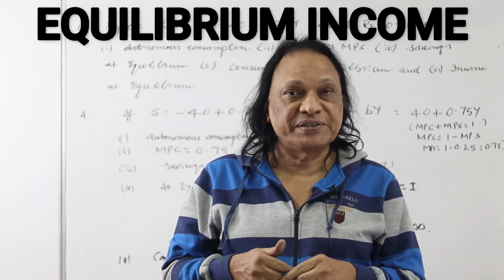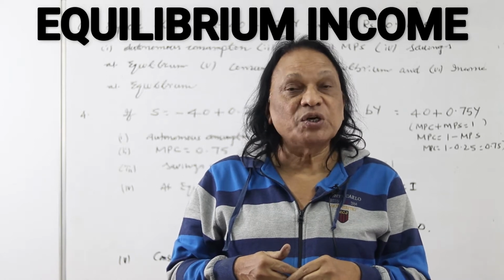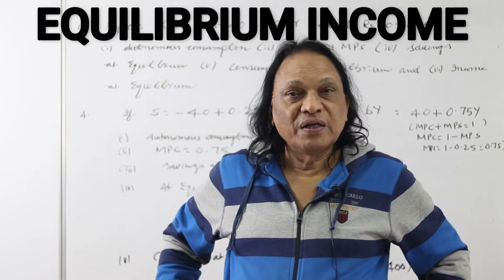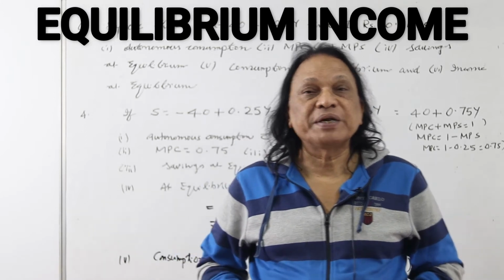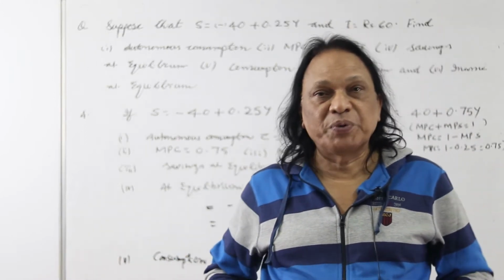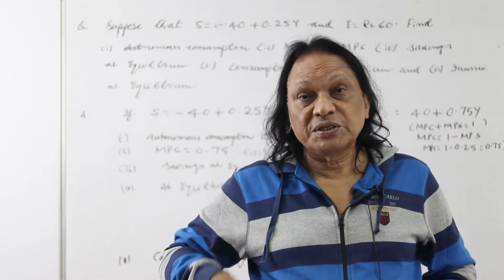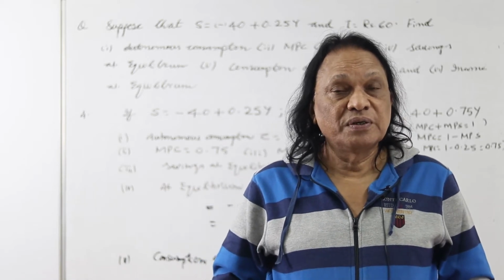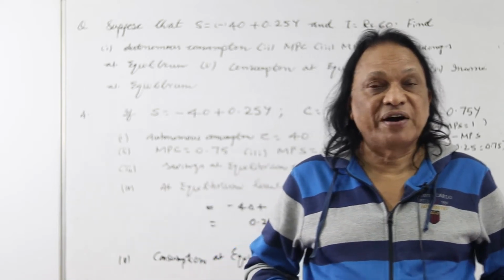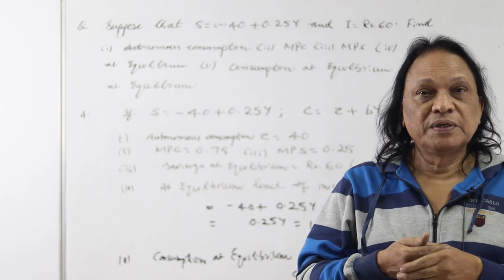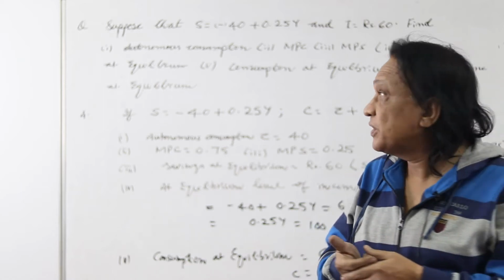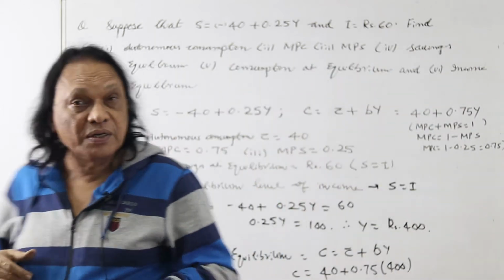I'm Mr. Damasen here. Today we'll see a numerical from determination of income, employment and output. This is from the consumption and saving function point of view. It's given here, you can see here.